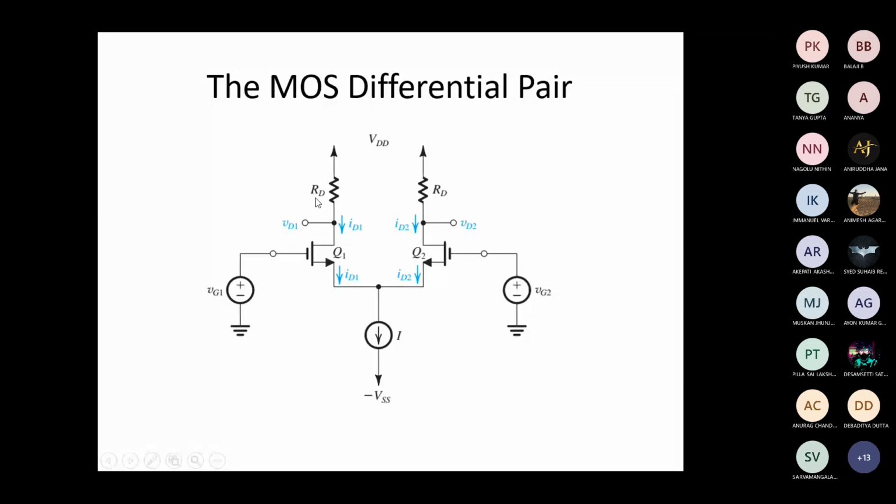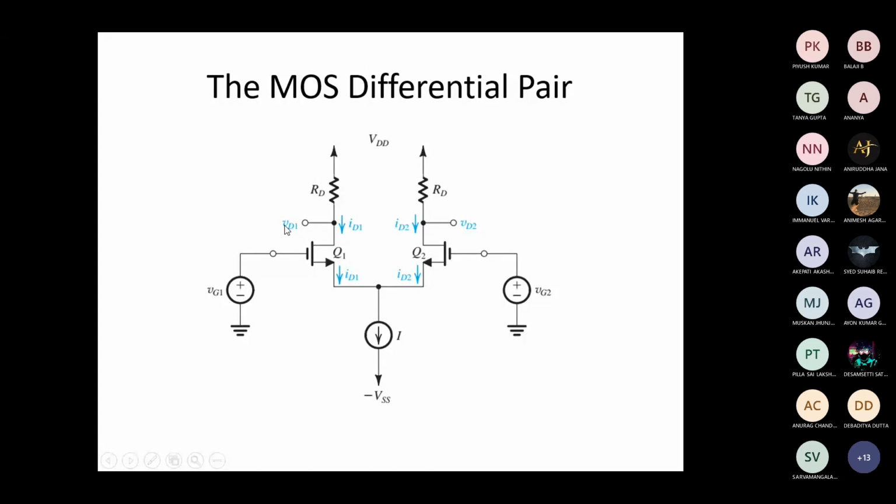Since we are having matched characteristics for both transistors, let us take the same value for the drain resistance for both the transistors. VDD is the supply voltage, and ID1 and ID2 represent the drain current for the two transistors. VD1 and VD2 are the output voltages. So here we are going to take the output at the drain.